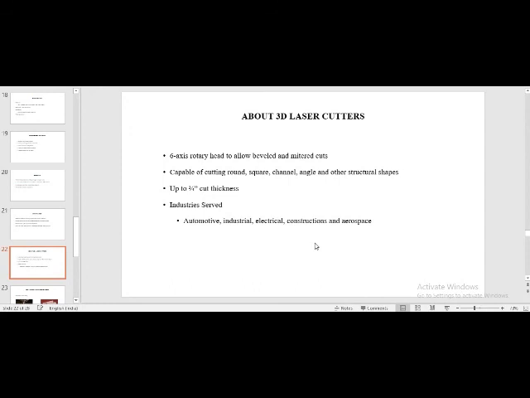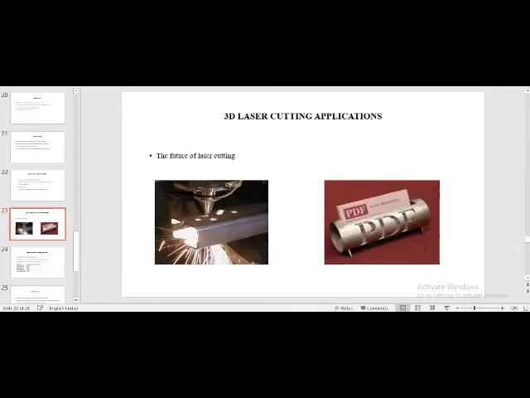About 3D laser cutting, the rotary head allows bare and mitered cuts, capable of cutting round, square, channel, angles, and other structural shapes up to 3 to 4 cut thickness. Industrial, automotive, electrical, construction, and aerospace. These are the industrial sectors where a laser 3D cutter system can be used.